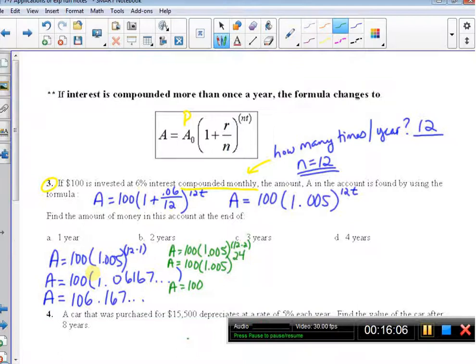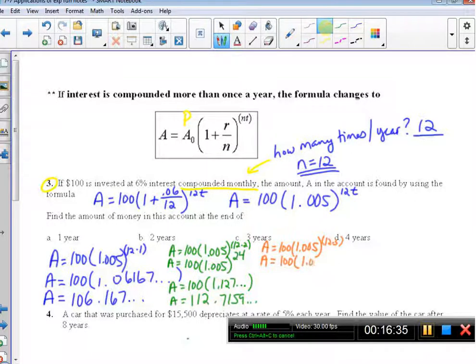1.127. And then that would be times 100, 112.7159. There's no mention of rounding, so I'm just putting the dot, dot, dot. And then for 3 years, it would be A equals 100 times 1.005 to the 12 times 3, or A is 100 times 1.005 to the 36.